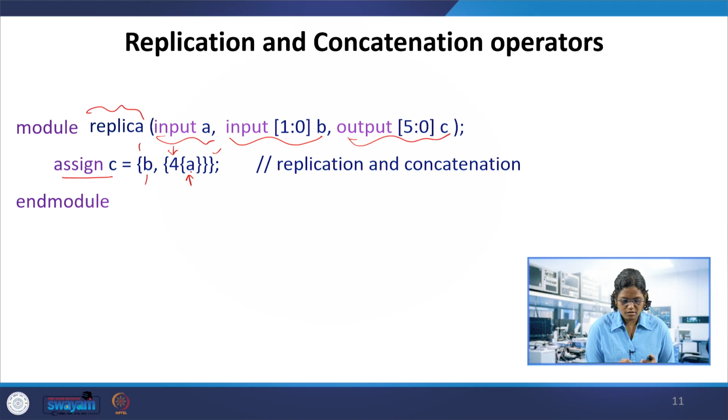So A is repeated 4 times, so this portion closes the replication operator, and then it is concatenated with B, that is again in the curly braces. Note the curly braces make a difference, otherwise it will pop up an error. So replication and concatenation is assign C equal to B comma 4 times A. So let's see the output of this.